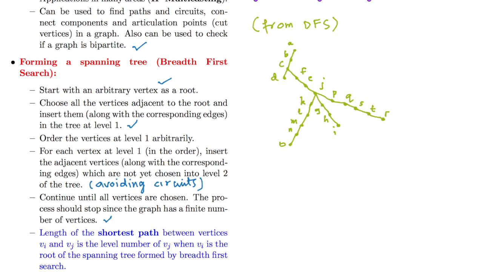But the main utility of this algorithm is that you can find the length of the shortest path between any two vertices. The length of the shortest path between vertices Vi and Vj is the level number of Vj when Vi is the root of the spanning tree found by the breadth first search. So if you want to find the shortest path between two vertices in a graph, you make a spanning tree starting with one of those vertices and see the level number of the other vertex. This is a very handy application of the BFS, or breadth first search.